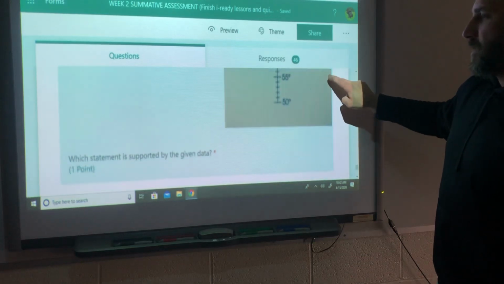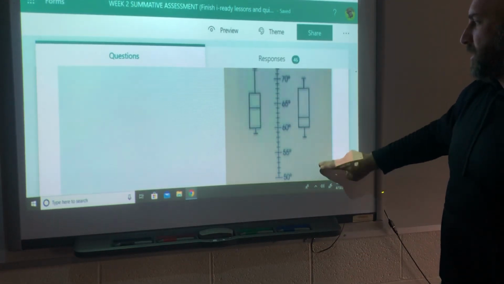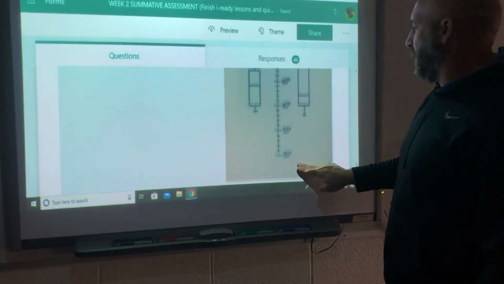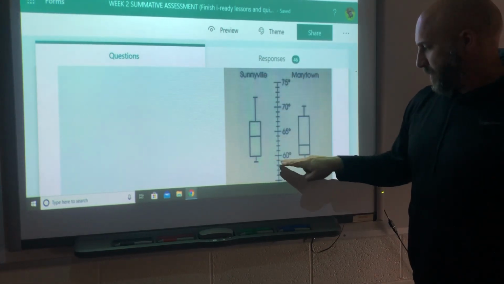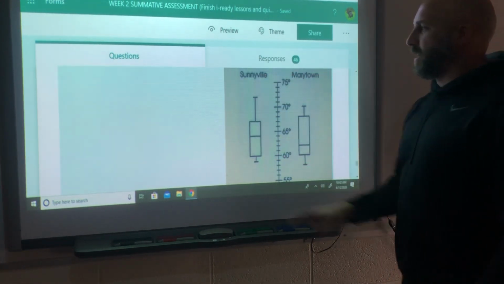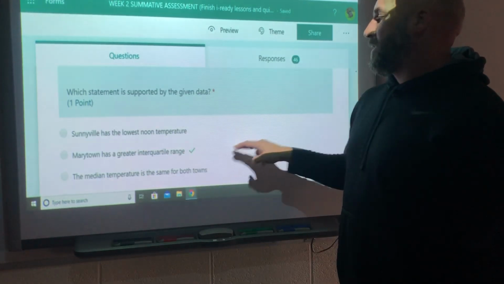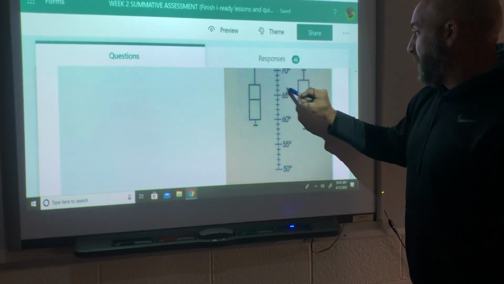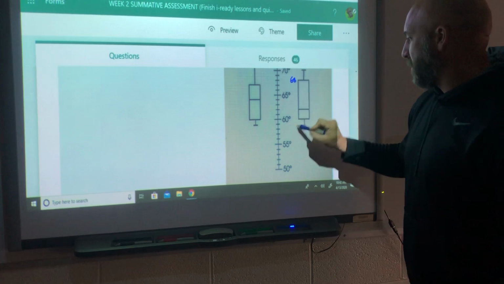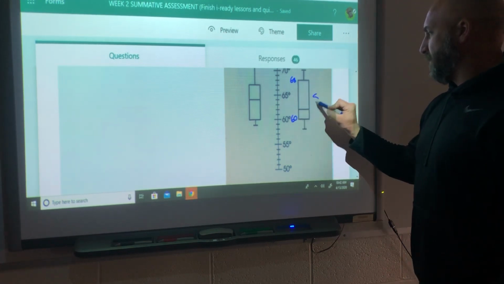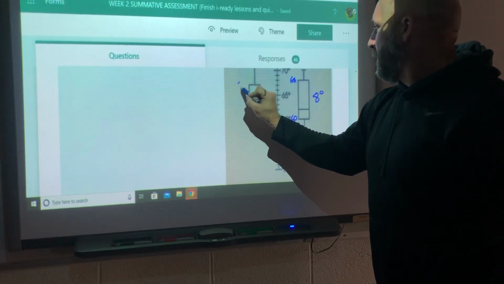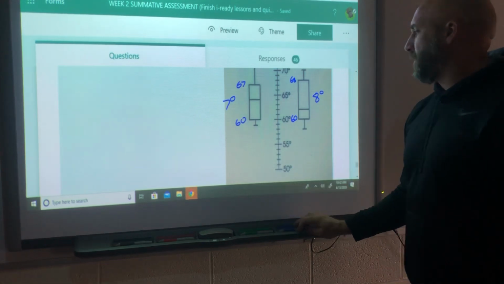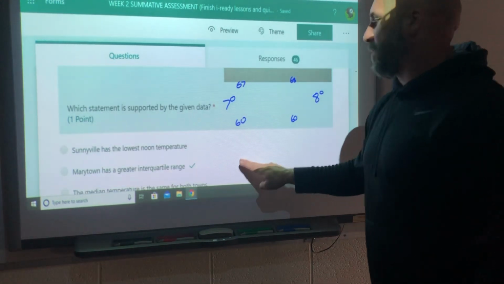Number 12 says, which statement is supported by the given data? So we're looking at the 2 of these. All right, we can go through each one. Sunnyvale has the lowest noon temperature. That's false. It was 59, Marytown was lower at 58. Marytown has a greater interquartile range. That's between the quartiles. So the range here, this was a 68 for the upper quartile and a 60, so that's a range of 8 degrees. This was 67 and 60 for a range of 7 degrees. So that's true. Marytown did have a greater interquartile range.